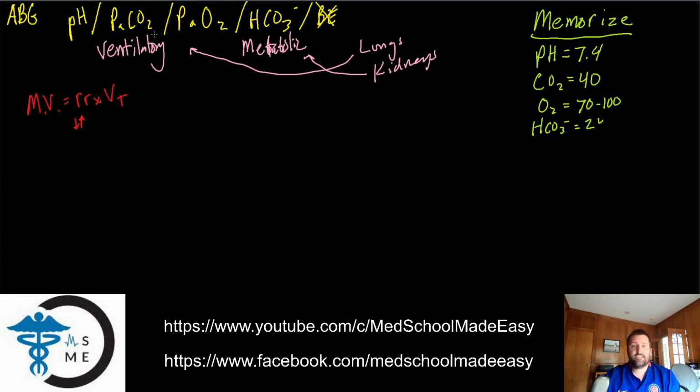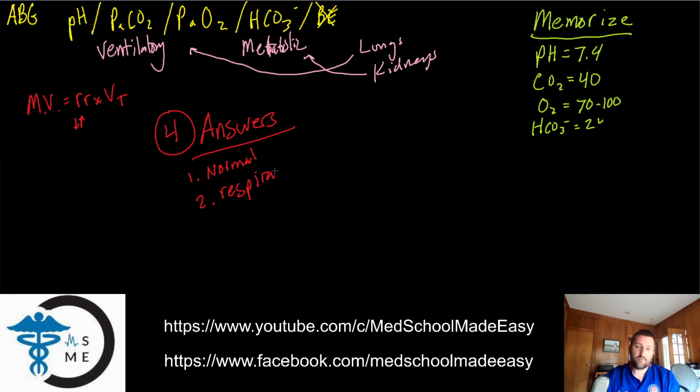So we have PaCO2, which is my ventilation component, and the metabolic component. In answering any type of disease state, you have 4 answers. You have 1, normal. 2, you have respiratory. 3, you have metabolic. Or 4, you have mixed. And mixed is a combination of both respiratory and metabolic. So here are your multiple choice answers. Really, there are only 4 different possible scenarios. So this is fairly easy.